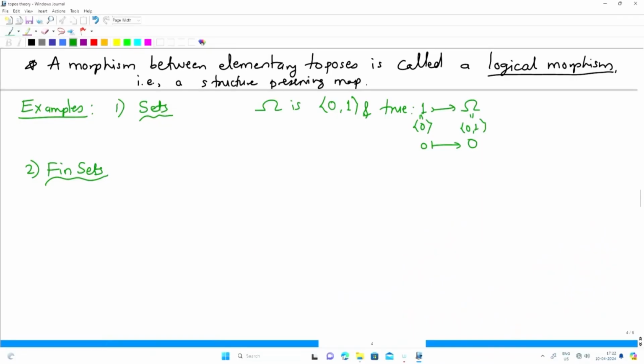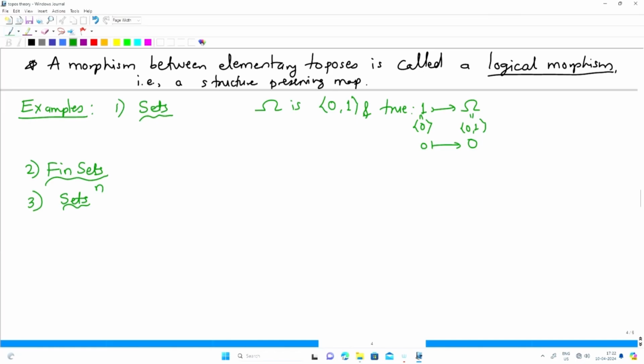Okay, so let's not worry about that. Then another thing that you can do is you can define Sets to the power n, where n is a discrete n-element set. This is also an elementary topos. Can you tell me why? What will be the subobject classifier? It's 0, 0, 0, 0, n times.